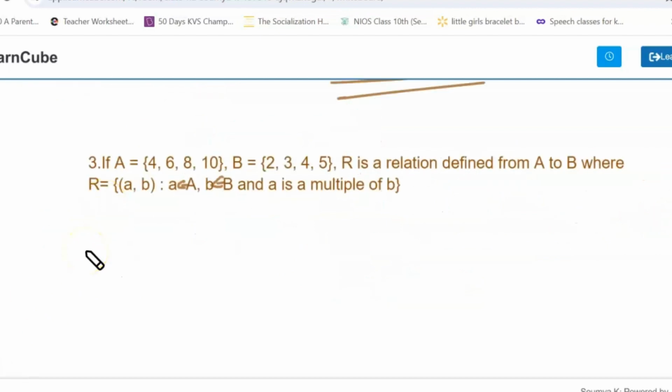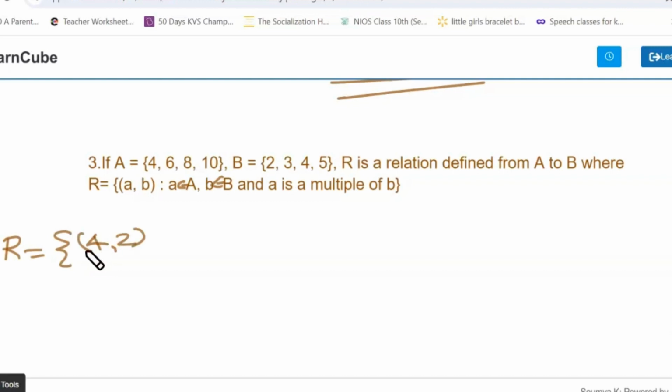The third question says, if A is equal to {4, 6, 8, 10}, these are the elements of set A, then B has 2, 3, 4 and 5. And R is a relation defined from A to B, where the relation is (a, b), a belongs to set A and b belongs to set B, and a is a multiple of b. That means this element's multiple should be here. When you define the relation, that pair should be the result. So your relation should come as, for 2, 4, 6, 8 and 10, all are its multiples.